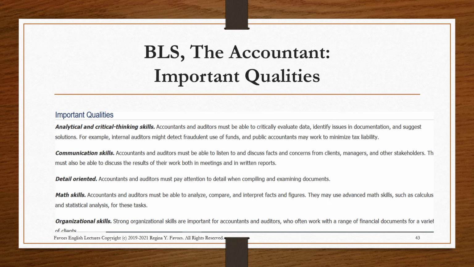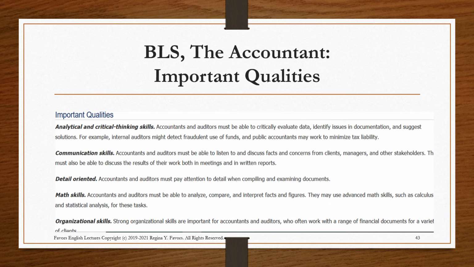Communication skills. So you must be able to listen to and discuss facts and concerns from clients, managers, stakeholders. You must also be able to discuss the results of their work, both in meetings and in written reports. Now, this is where English really comes in terms of your ability to communicate what you need to communicate within this particular field.